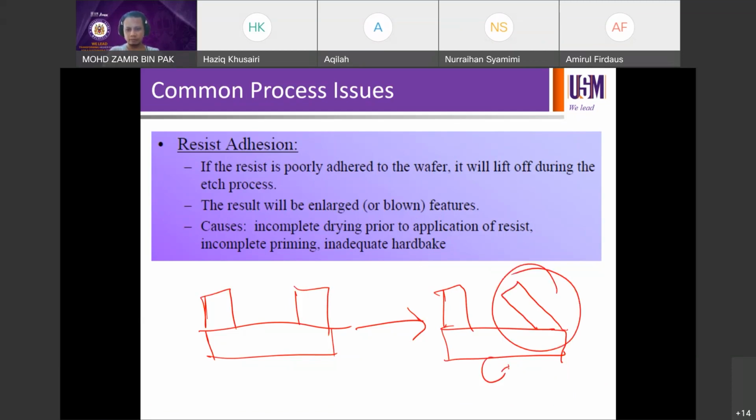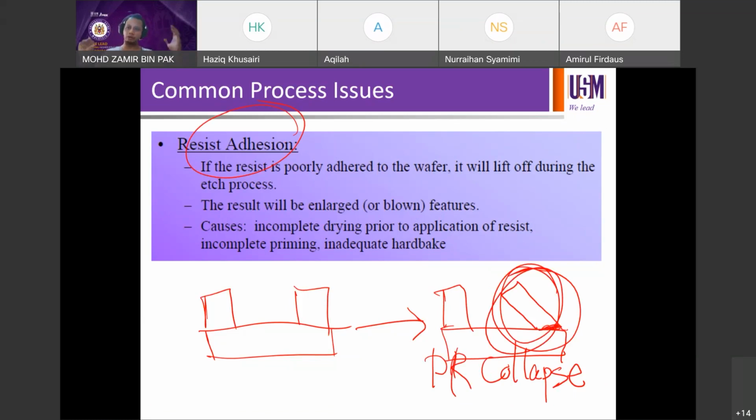Collapse, like an upside-down building. This is called resist collapse or pattern collapse. We call it pattern collapse normally. So this is due to a potential root cause of adhesion. Meaning your resist adhesion is not strong enough. In simple terms, the adhesion is weak. It's actually due to adhesion.